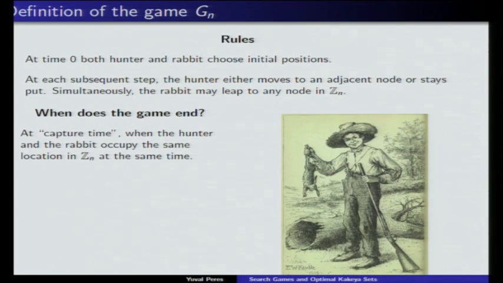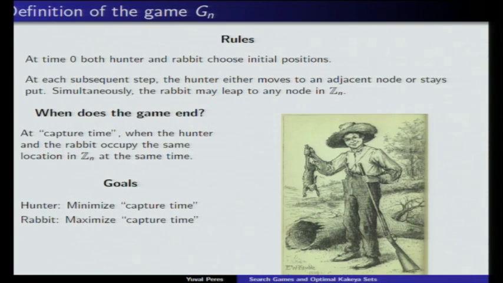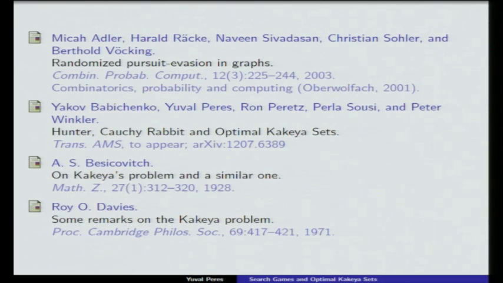Okay. Now, this is a zero-sum game where the hunter aims to minimize capture time and the rabbit aims to maximize capture time. It's not a bounded game, so there aren't finitely many strategies, but it's easily related to a bounded game. So let me quickly explain that relation. Oh, these are some references. This is the original paper where this game was analyzed. This is our work, and these are some of the classical references on the Kakeya sets.